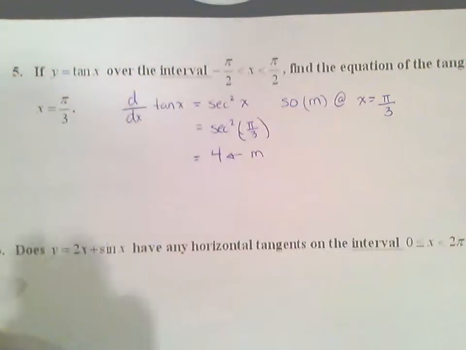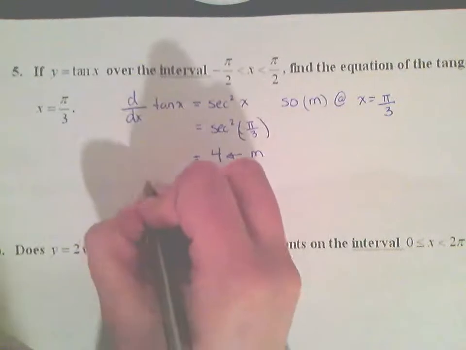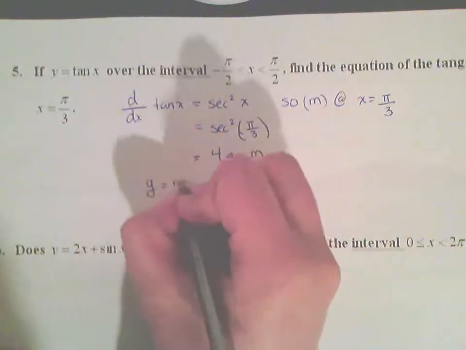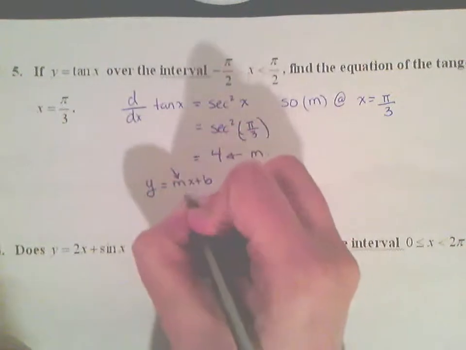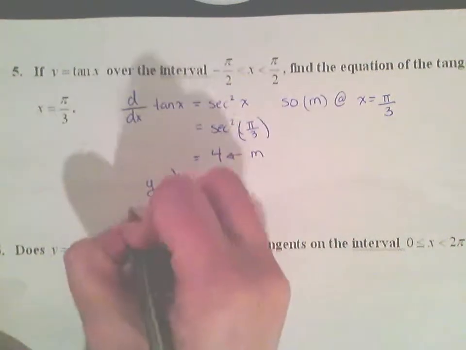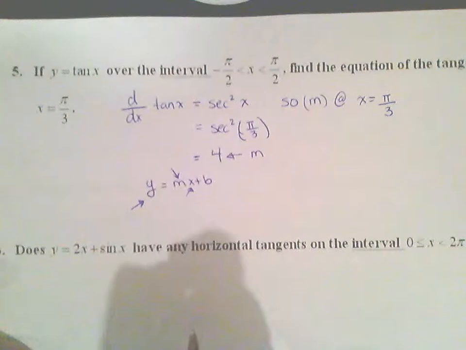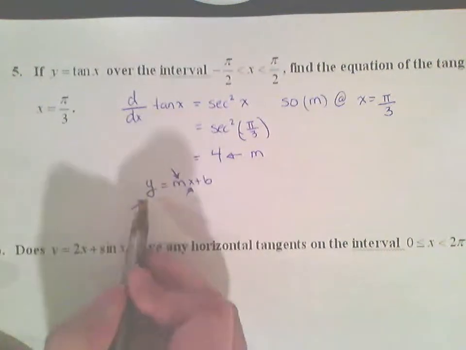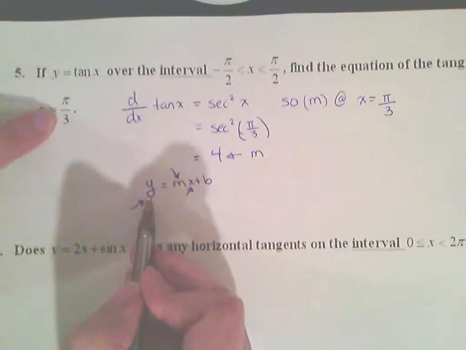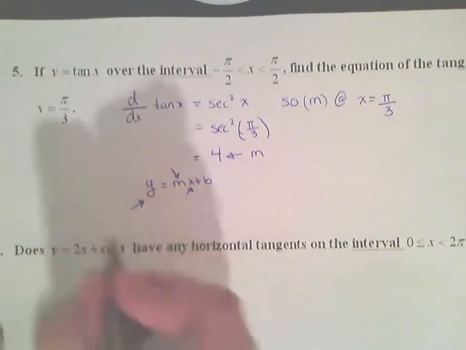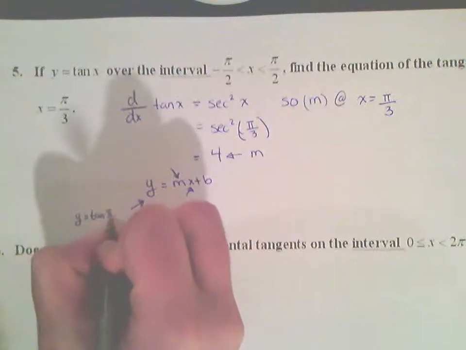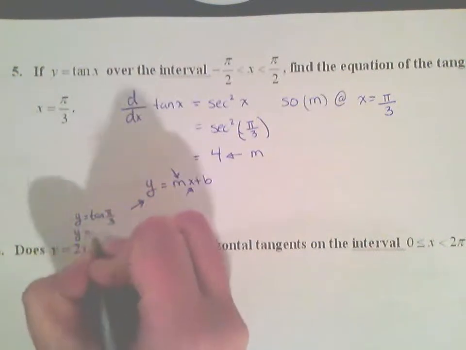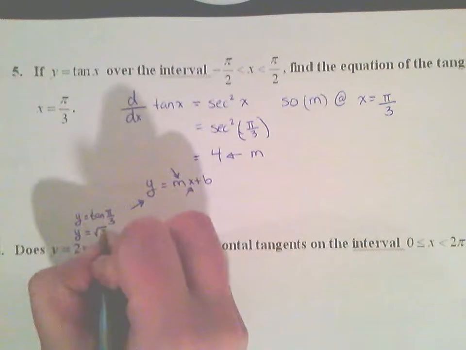So this guy is our slope. And now that we have our slope, all we need to do is find y equals mx plus b for this problem. So we know our slope, we know our x. The question is what is our y? So how do we find our y? We take our x and plug it back into the original equation. So y is equal to tan of pi over 3. So y is square root of 3.